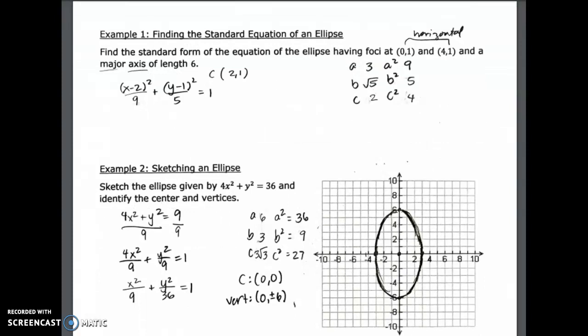In example 1, it says to find the standard form of the equation of the ellipse having foci at (0, 1) and (4, 1), and a major axis length of 6. That gives us a lot of information. What I do with ellipses, just to keep the many different measurements straight, is make myself a little table every time. My a, b, and c are half the length of my major axis, half the length of my minor axis, and my focal length.